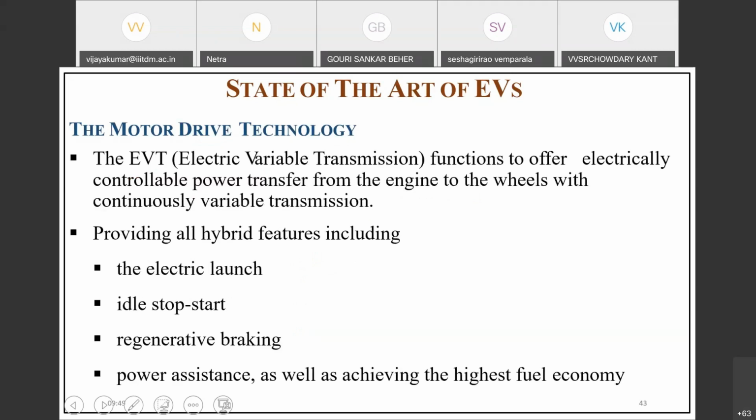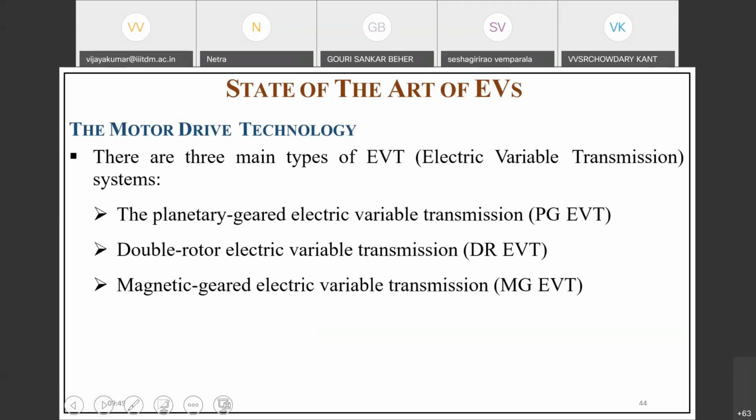The same way, electric variable transmission has the idle stop-start, regenerative braking, even the power assistance and everything. So here in EVT, there are different types of gears. Normally they will use planetary geared electric variable transmission in electric vehicles, so that it is easy to implement as well as cost effective. And we are having the double rotor electric variable transmission and magnetic gear, right? So depending upon these technologies, you can classify the EVT.